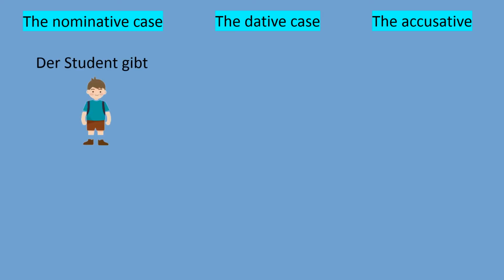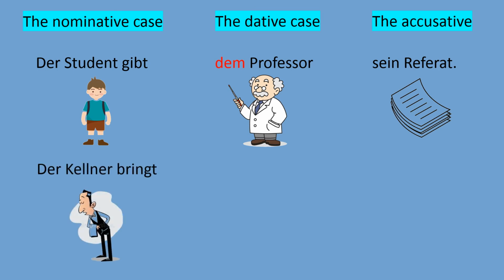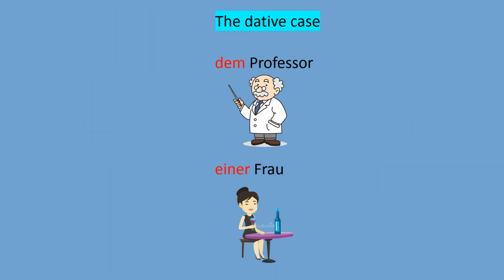Okay, let's analyze all three cases again: the nominative case, the dative case, and the accusative case. Let's analyze our example again. "Der Student gibt," der Student is used in the nominative case, "dem Professor," the dative case, and then "sein Referat," the accusative case. We can use another sentence, for example, "Der Kellner bringt einer Frau einen Salat," so the waiter brings a lady a salad. So as you see, the dative case is modified by definite or indefinite articles as well.